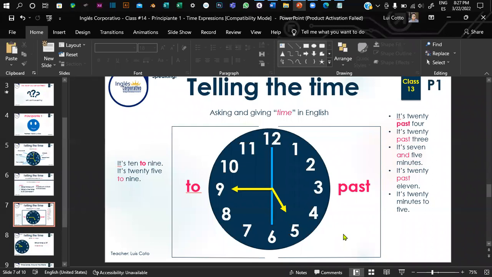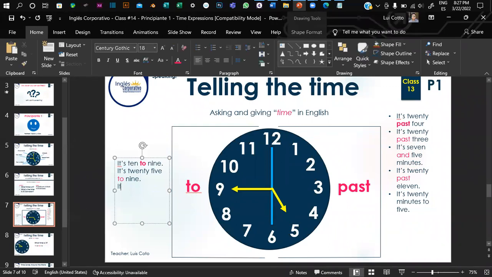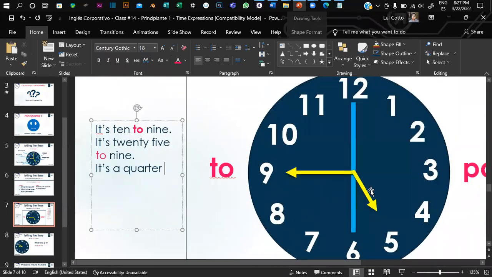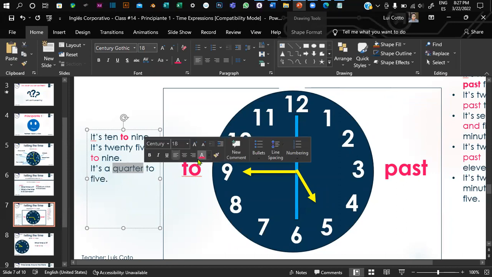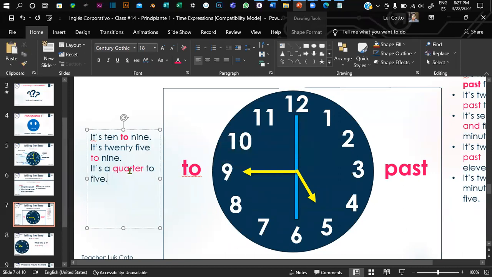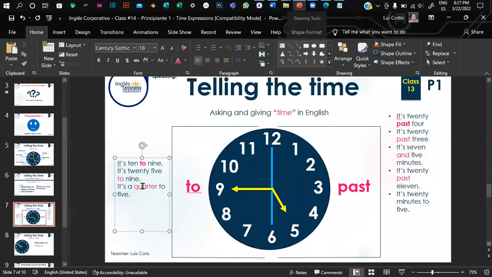Okay. What is next? Come on. Two. Correct. It's. Or you can say it's a quarter. A quarter. You can say quarter. Un cuarto, yes? A quarter to two? Five. To complete five. Correct. Okay, you can say a quarter. This is another option. It's a quarter to five. Quarter is 15 minutes. It is the same. Okay? Yes? Quarter is 15 minutes.